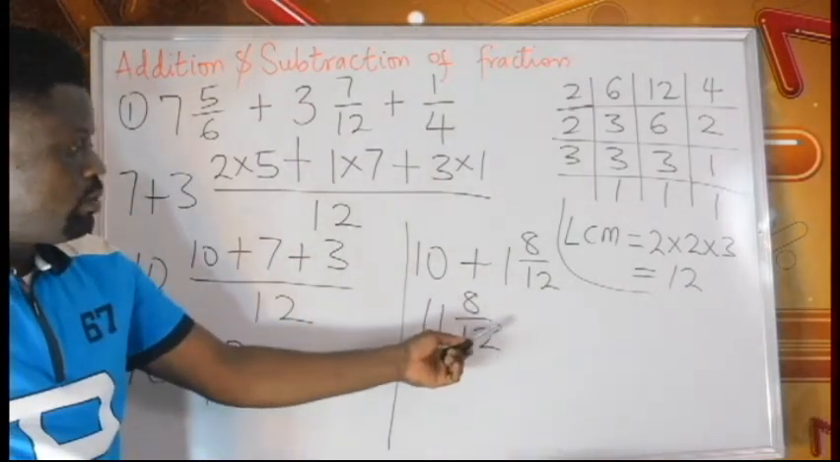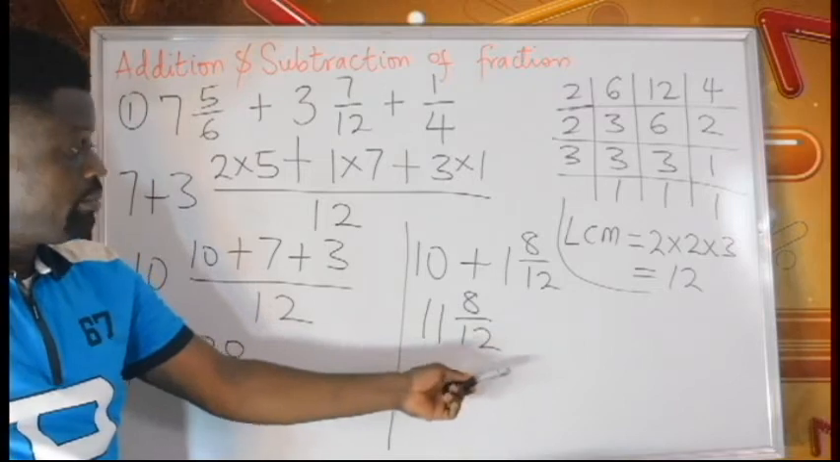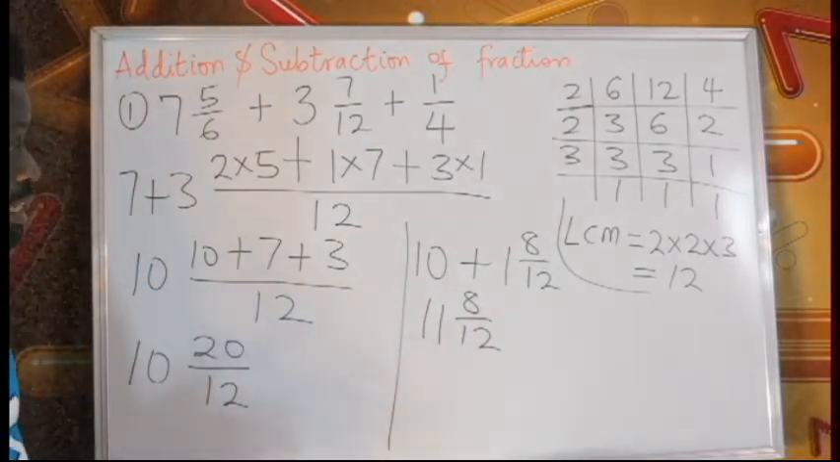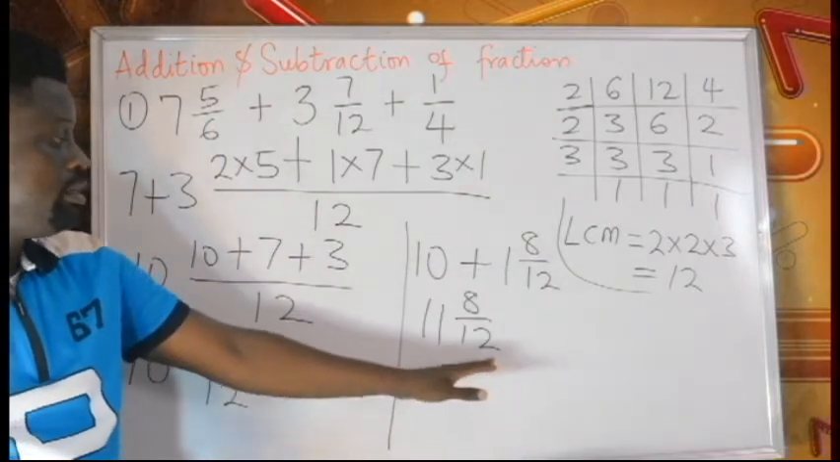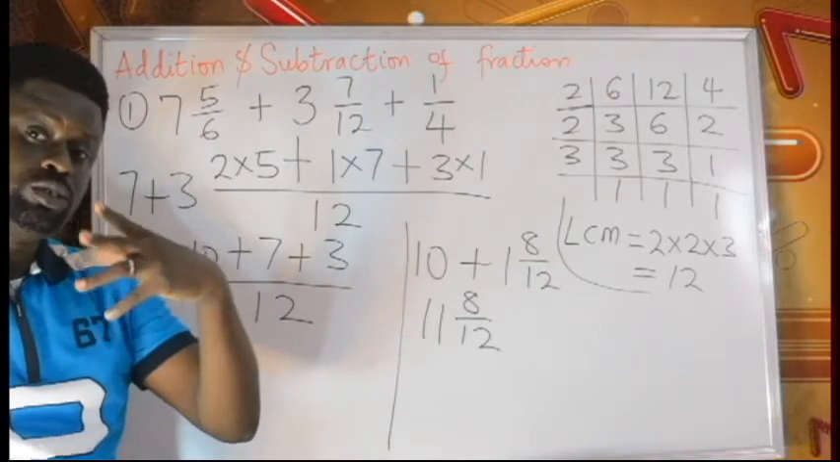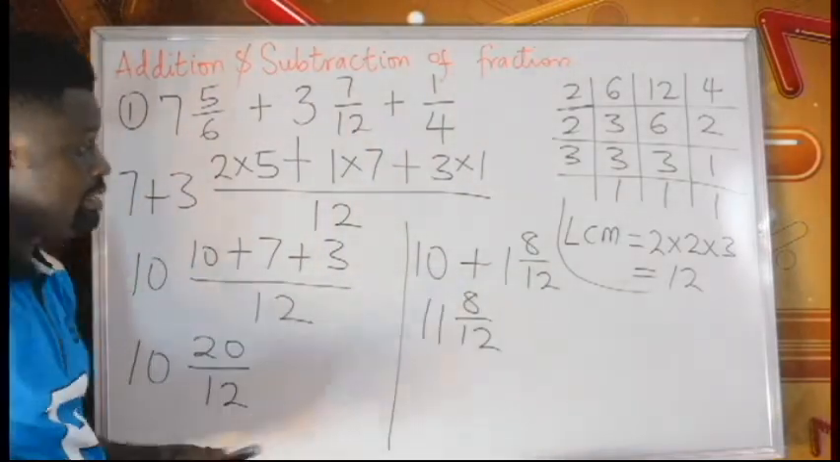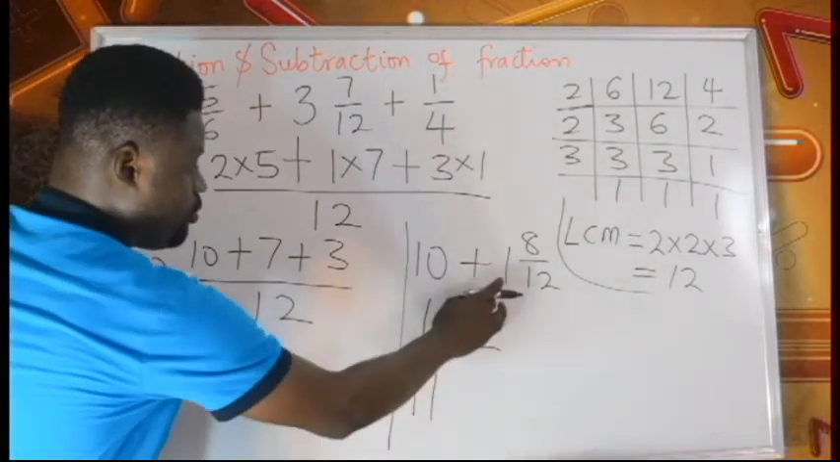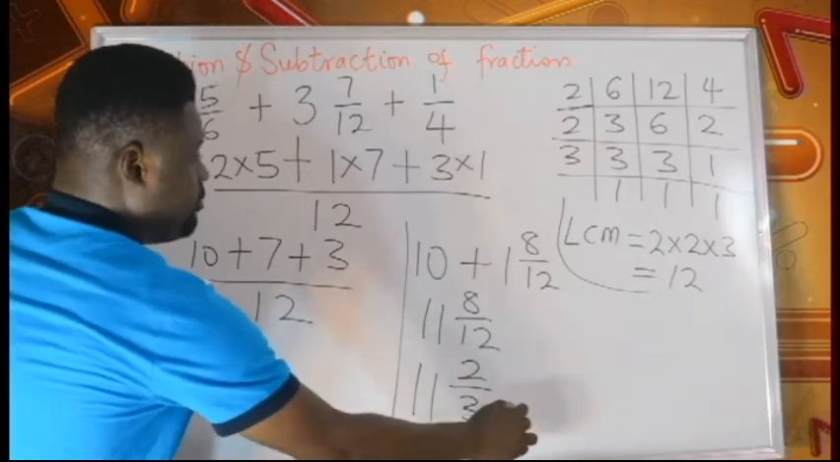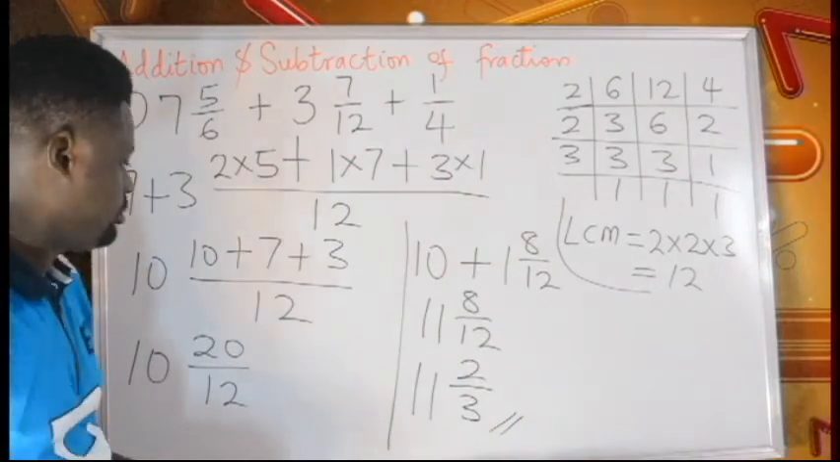Now, we cannot leave the answer this way because the fraction has not been brought down to the lowest term. To bring the fraction down to the lowest term, we have to divide by 4 because 8 and 12 are multiples of 4. So 4 in 8 gives us 2. 4 in 12 gives us 3. And this is your final answer.